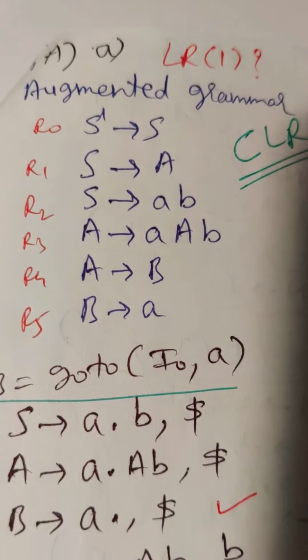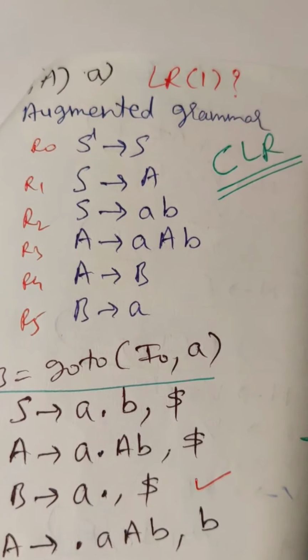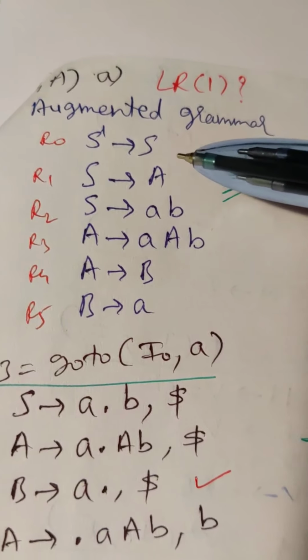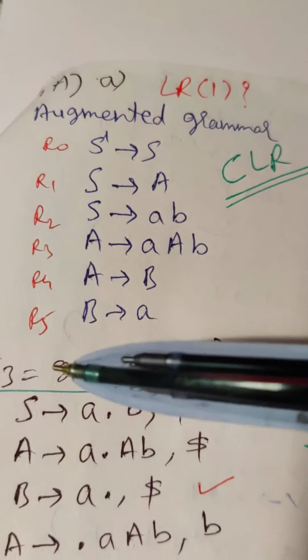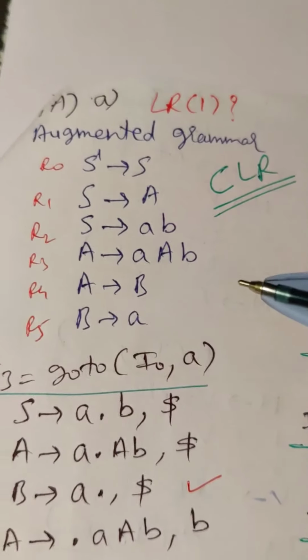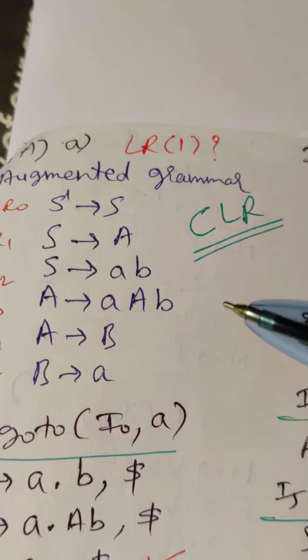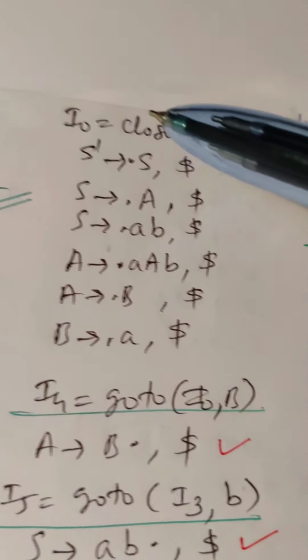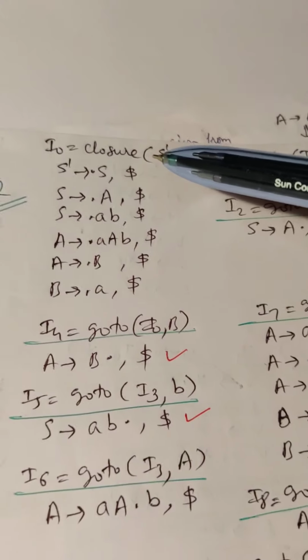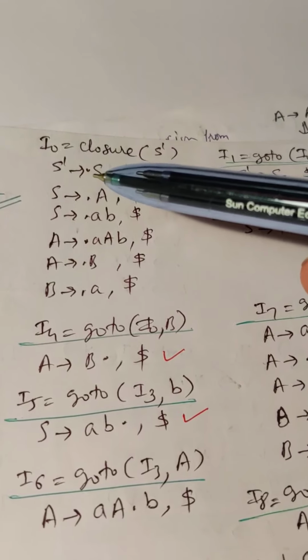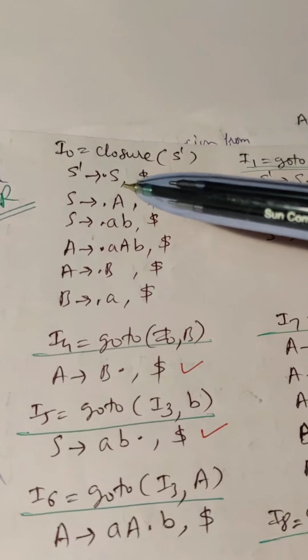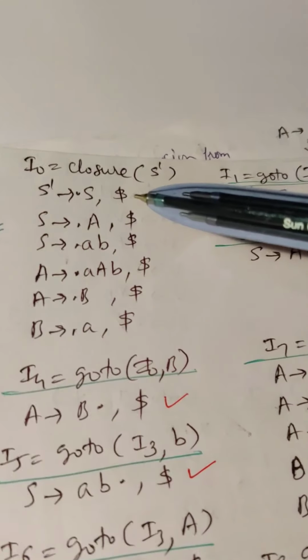So we augment the given grammar by adding the starting rule, that is S' goes to S, the remaining grammar as it is, and number these rules R0 to R5. Then the next step is to find the closure of item number 0, the closure of the starting non-terminal. So the closure of S' is S' goes to dot S. For the first rule, the look ahead is always fixed, it's a dollar, as you know.